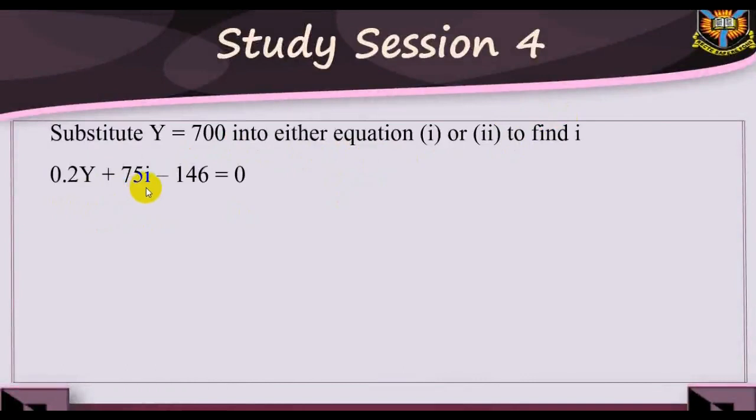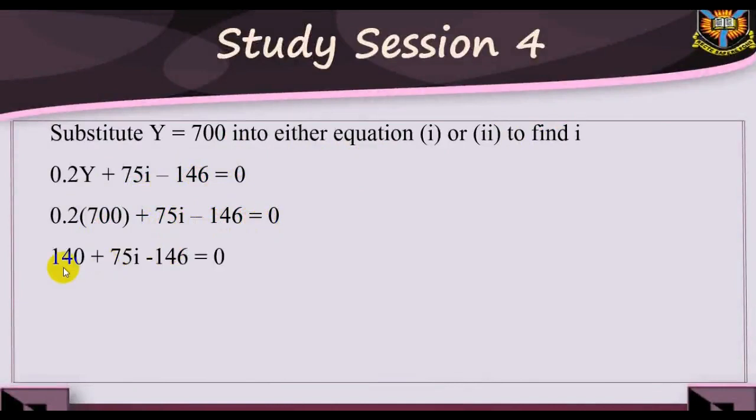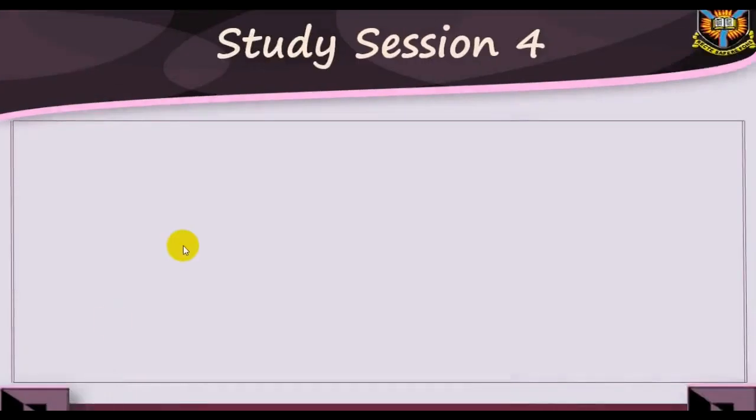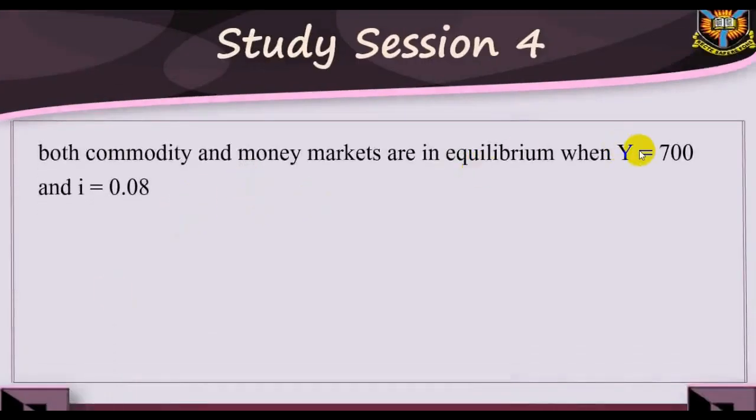Using equation 1: 0.2Y plus 75i minus 146 equals 0. 0.2 of 700 plus 75i minus 146 equals 0. 140 plus 75i minus 146 equals 0. 75i minus 6 equals 0. 75i equals 6. i equals 0.08. Both commodity and money markets are at equilibrium when Y equals 700 and i equals 0.08.